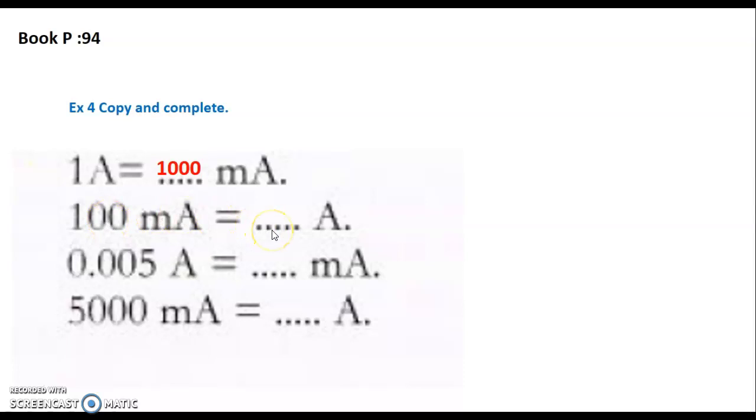From 100 milliampere to ampere, divide by 1000, going backwards by 3 digits, 1, 2, 3, so it's 0.1 ampere. Ampere to milliampere, multiply by 1000, so we move the decimal point forwards by 3 digits, 1, 2, and 3, it is 5 milliampere. From milliampere to ampere, we divide by 1000, we go backwards by 3 digits, 1, 2, 3, so it's 5 ampere.